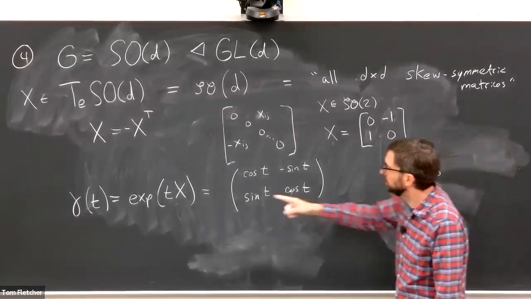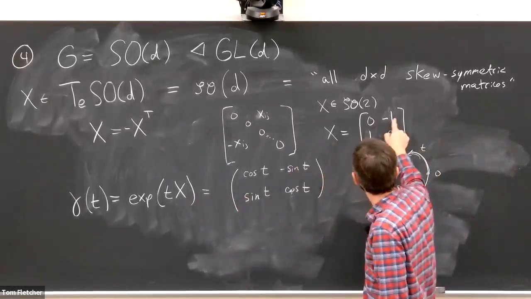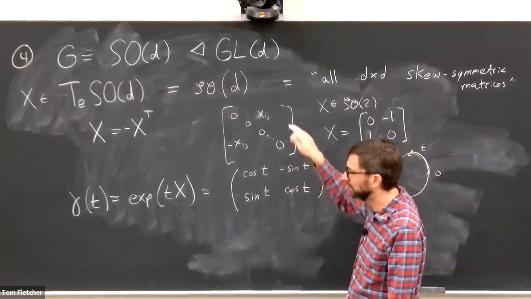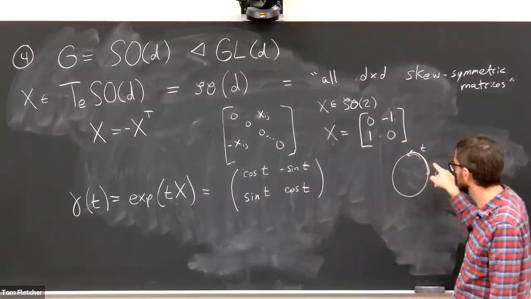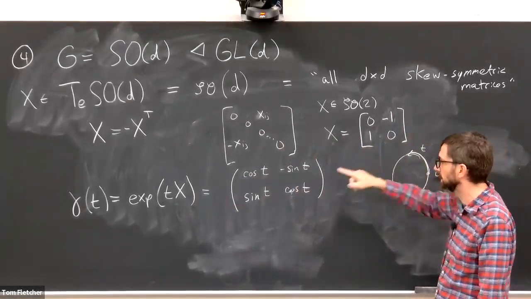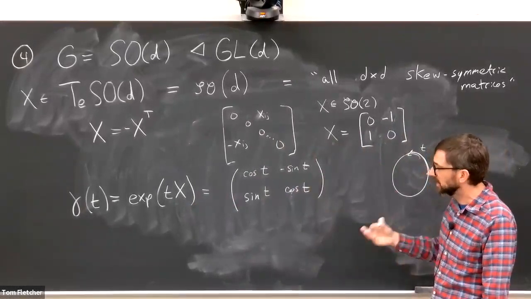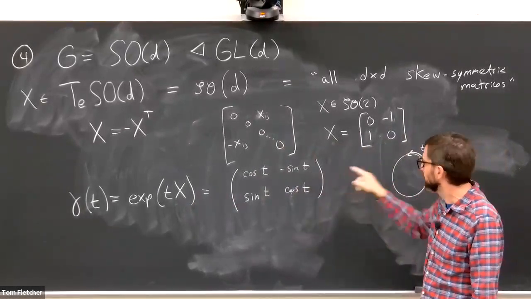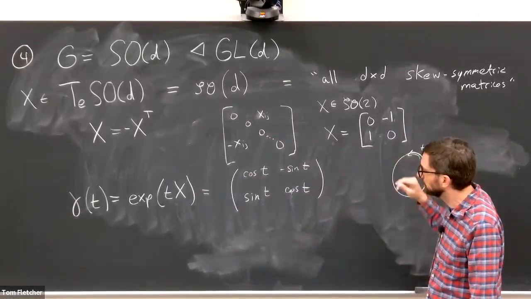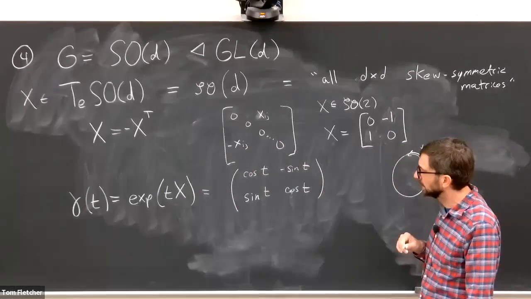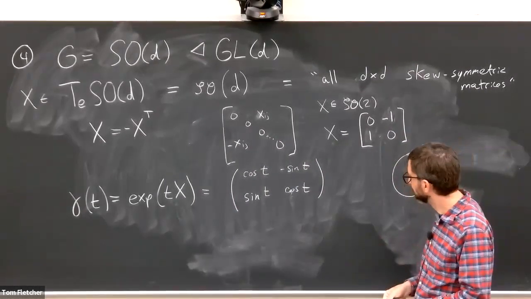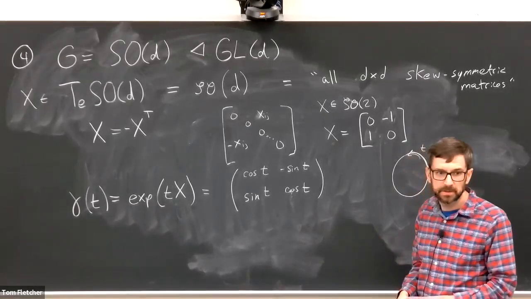Now, of course, I could have left that theta in there, and this would be t times theta, so you can move at a different velocity around the circle and go negative around the circle or positive around the circle. But the point is that exponentiation of the matrix gives you just rotation by constant speed around the circle. So that's the one parameter subgroup that we get here. Any questions there?